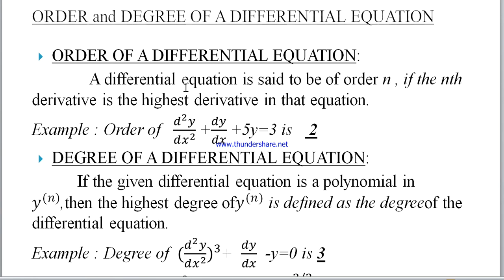Next is the order and degree of a differential equation. How do we find the order and degree of a differential equation? It is very simple. The highest derivative present in the differential equation gives the order of the differential equation. Here is the definition: a differential equation is said to be of order n if the nth derivative is the highest derivative in that equation. That is called the order of the differential equation. So the highest derivative could be d square y by dx square, d cube y by dx cube, and so on.